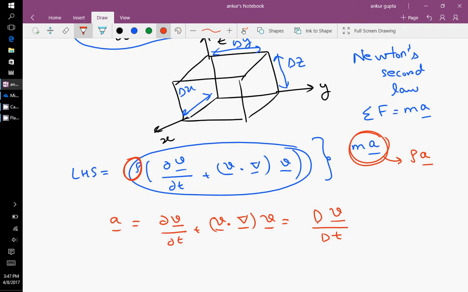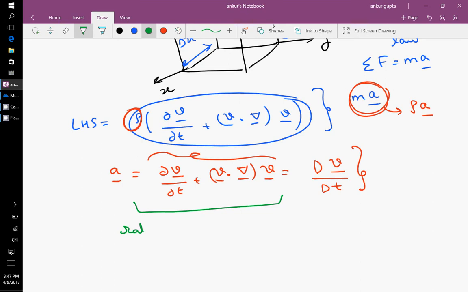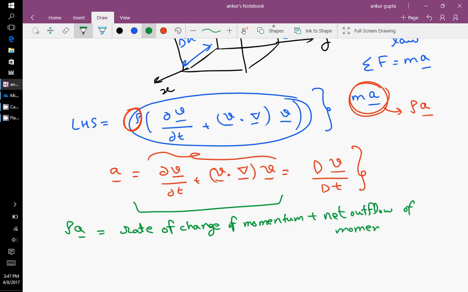So if you are not able to recall this material derivative or this part of the equation, basically recall that we had done a balance where rho a vector is the rate of change of momentum plus net outflow of momentum per unit volume. Okay, because everything is per unit volume.